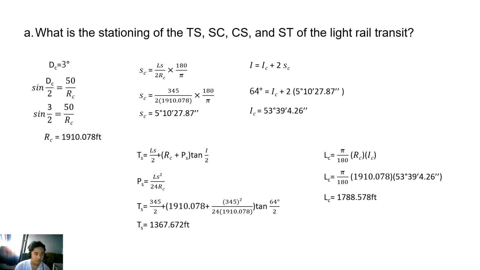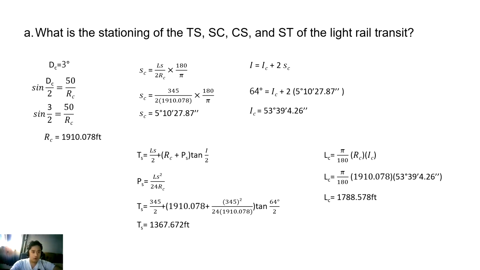So, ang gagamitin natin formula ay sin D over 2 equals to 50 RC. Alam naman na natin kung paano nakuha yung 50, di ba? So, proceed na tayo. Substitute na natin yung 3. So, makukuha natin RC ay 1,910.078 feet.